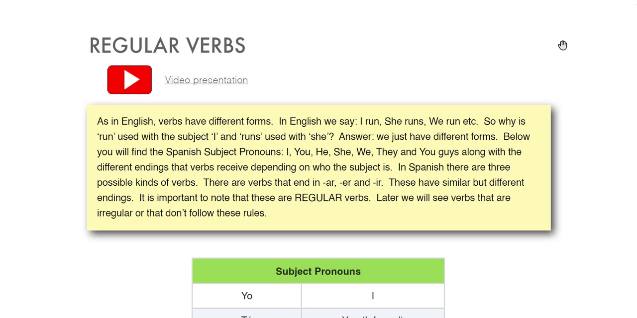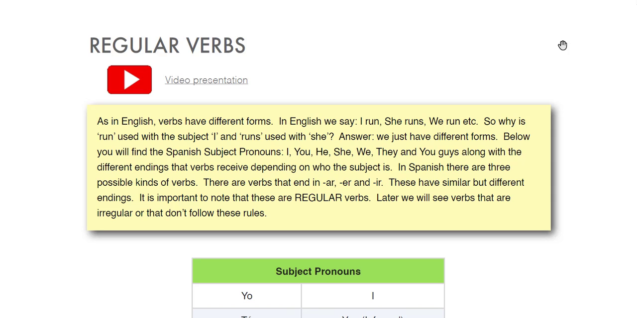All right, so as in English, verbs have different forms. In English, we say, I run. She runs, with an S. We run, without an S. Where did the S go? So why is run used with the subject I and runs, with an S, used with she? The answer? We just have different forms. Below, you will find the Spanish subject pronouns I, you, he, she, we, they, and you guys, along with the different endings that verbs receive depending on who the subject is.